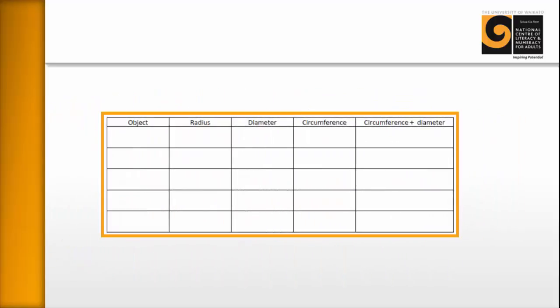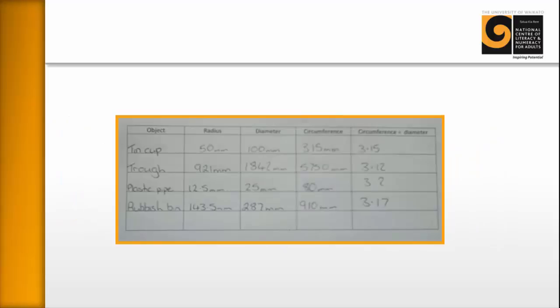So your learners will have been using a sheet like this to measure lots of different types of circles and also their diameter and radius, and then dividing the circumference by the diameter to get a number. Now by the end of this activity, your learners will have a sheet that looks something like this. They will have measured, for example, a tin cup, which is a small object, a trough, that's a much larger object, plastic pipe, rubbish bin, and they will have begun to see that the circumference divided by the diameter is beginning to be very much the same. And even though right now it's not exactly the 3.141 that we want, it's just an approximation, this is okay, because in the next activity we're going to tidy this up.